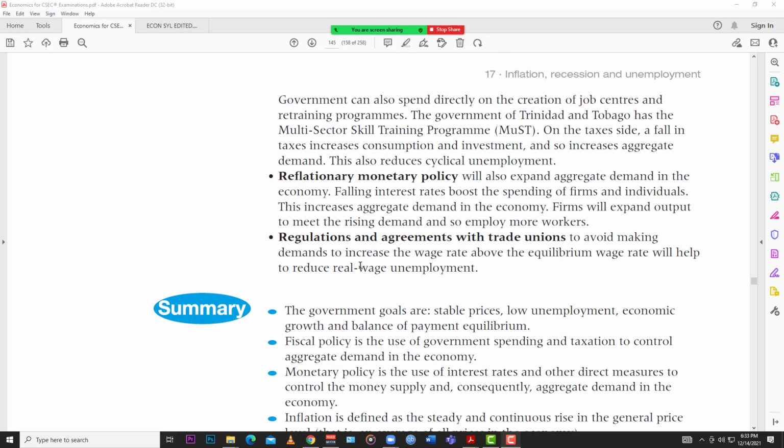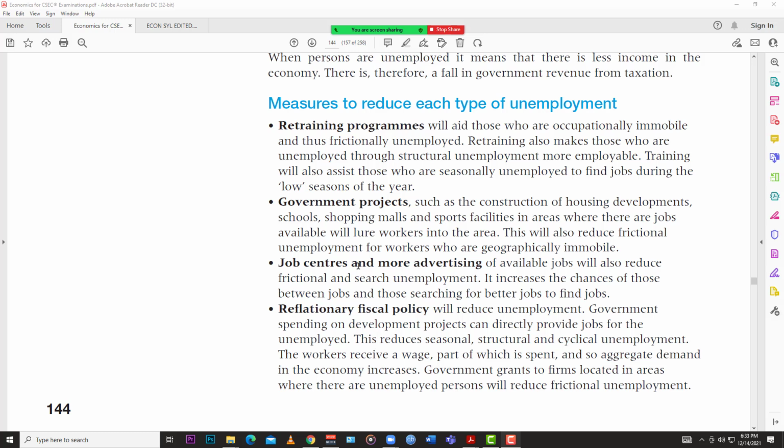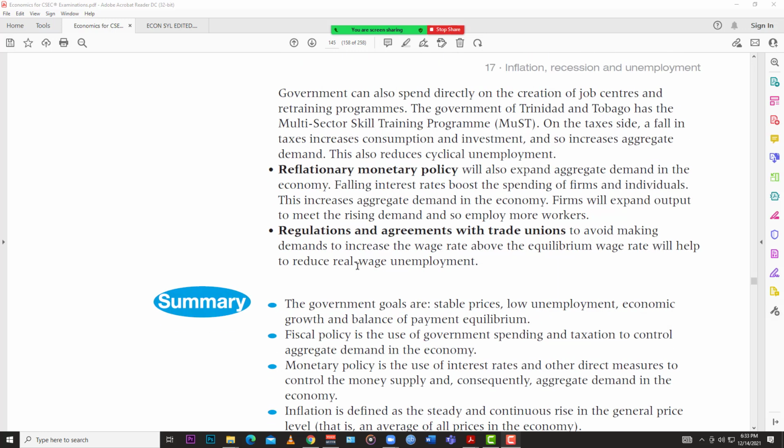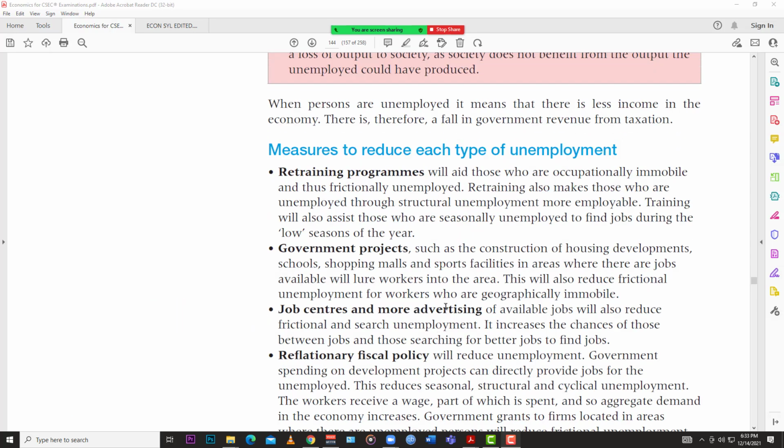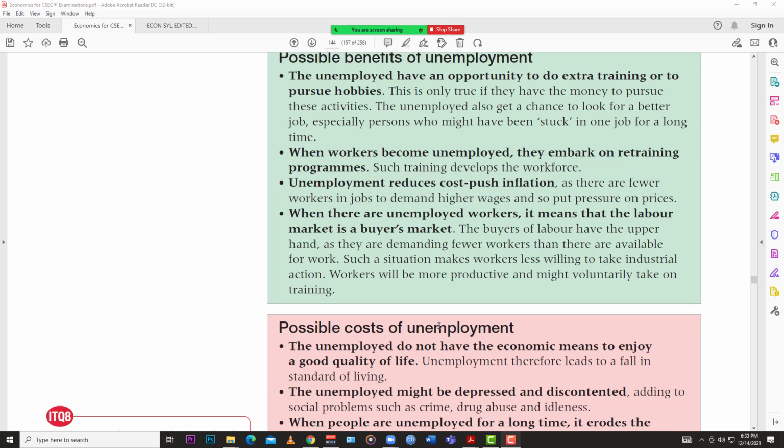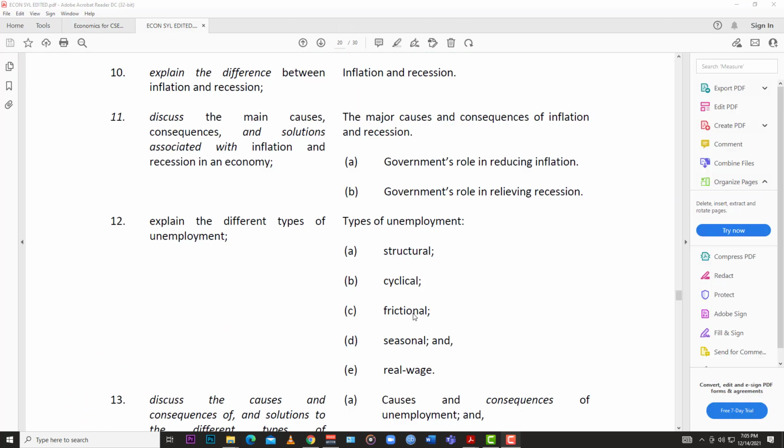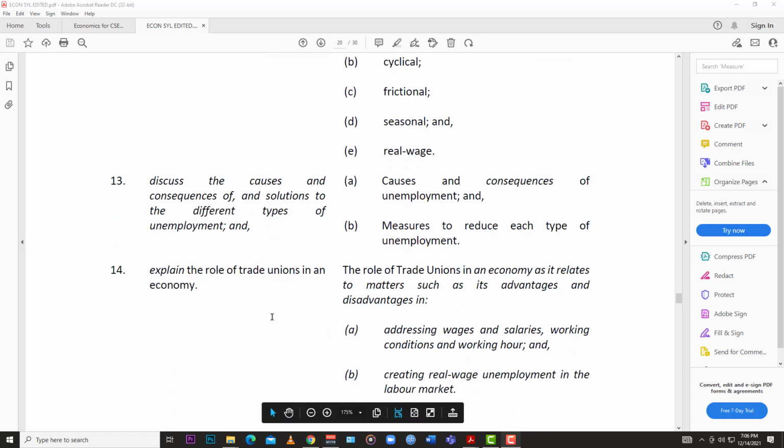And then of course we have monetary policy and fiscal policy again to try to boost the economy. Government spending, reduced taxes, all those things can lead to reduced unemployment. Regulations and agreements with trade unions to avoid making demands to increase the wage rate above the equilibrium wage rate will help to reduce real wage unemployment. And so with that, we have covered unemployment. And so we'll end here for now, and then we'll pick back up later on looking at some of the content from the economics syllabus.